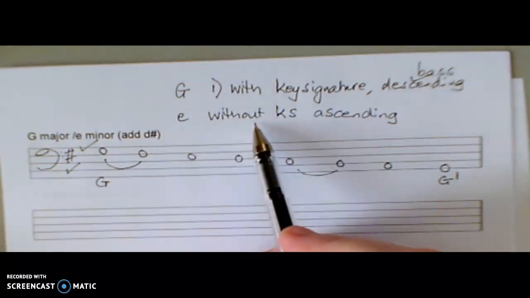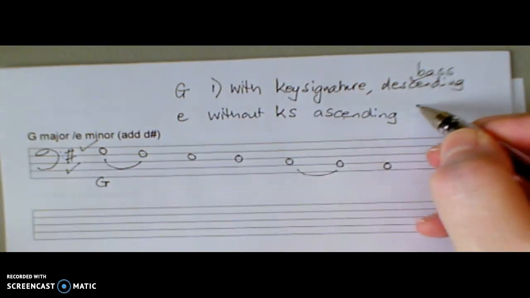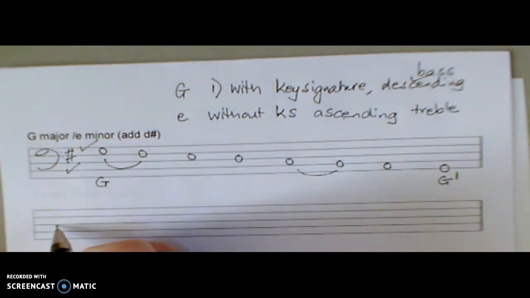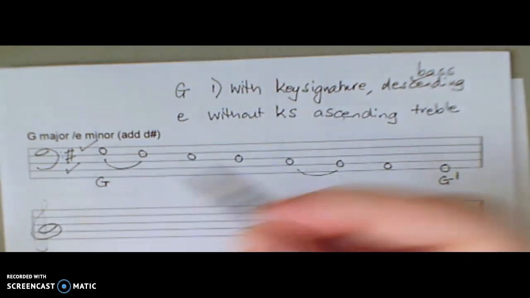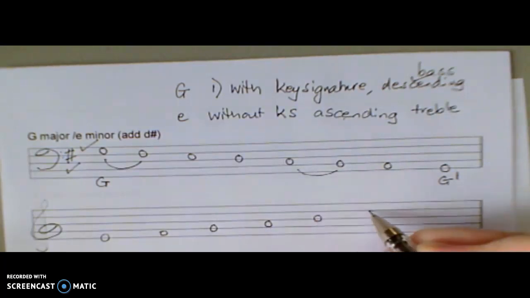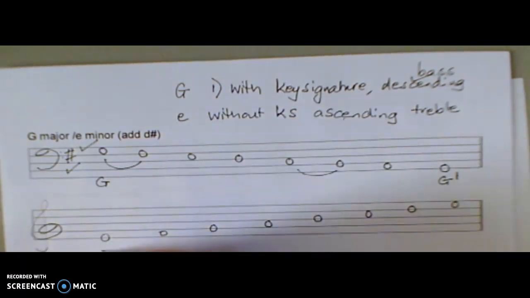So E minor without key signatures ascending, let's do it in the treble clef. So E minor, of course, let's do the treble clef. We're not going to have anything in front because it's E minor. Doesn't mean that it doesn't have an F sharp. I just will not add it there. It's very important that I start on the tonic of E, and that's an E. So I have 1, and I'm going to go up. 1, 2, 3, 4, 5, 6, 7, 8. Double check that you have an E this side and that you have an E that side.